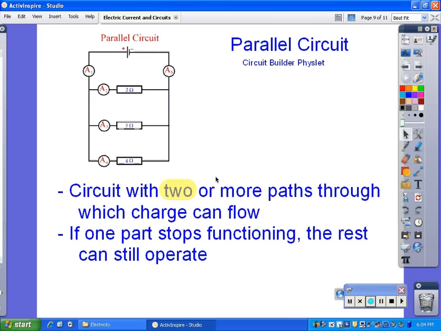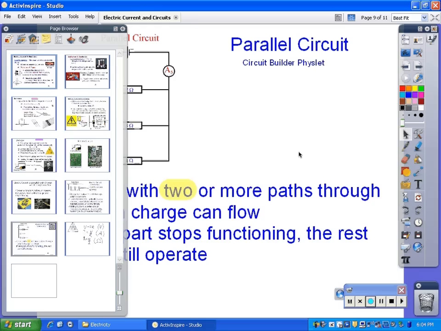It's very nice to have this in your house, obviously, because if one light bulb goes out in your house, your whole power in your house isn't cut off.